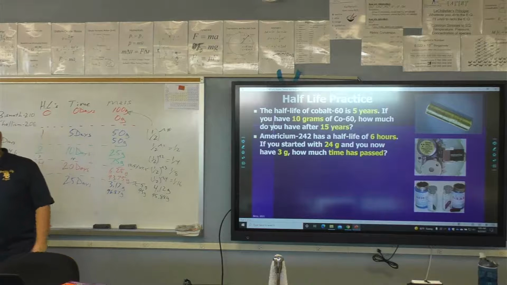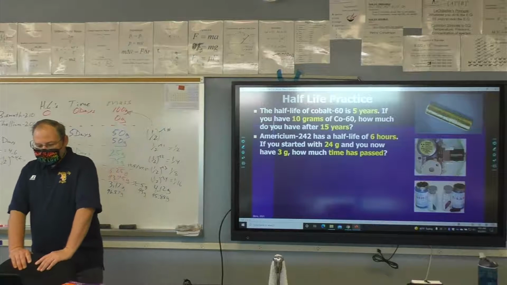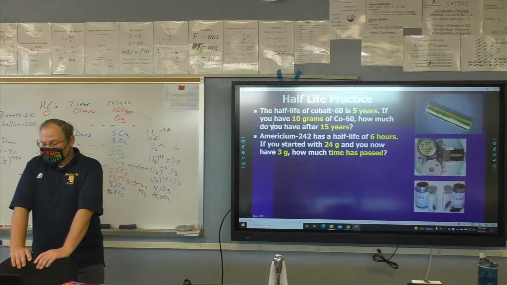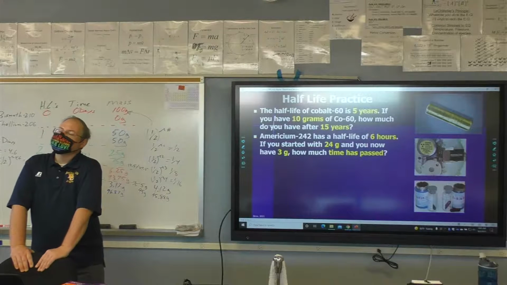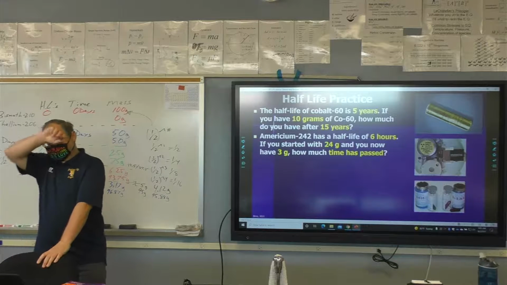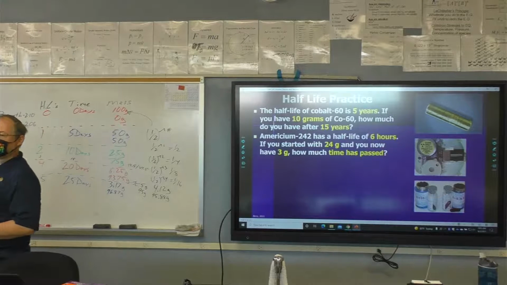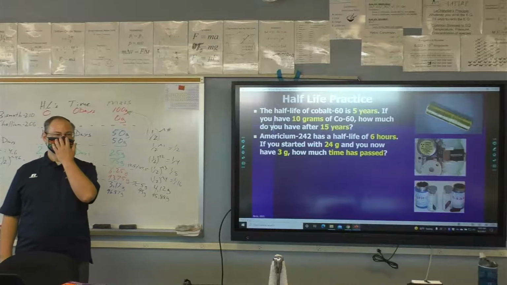Americium 242. This is a radioactive material you have in your smoke detectors. It has a half-life of 6 hours. If you start with 24 grams and now you have 3 grams, how much time has passed? Think this one through. You started with 24 grams and now you have only 3 grams. How much time has passed?